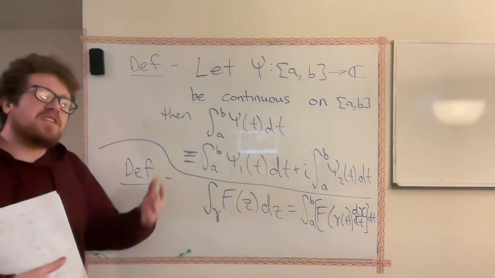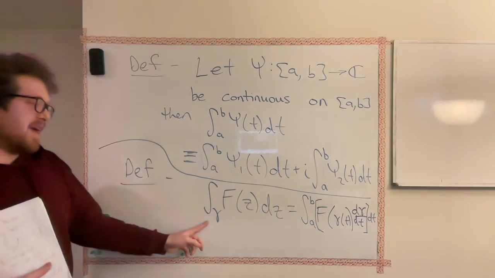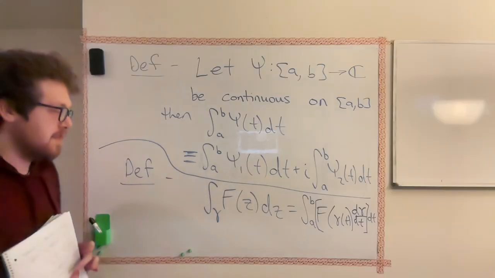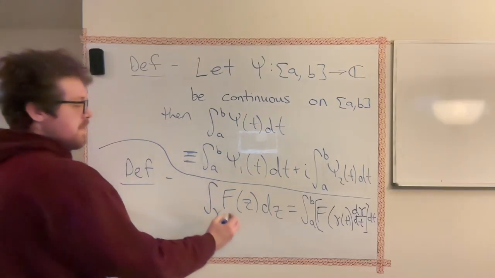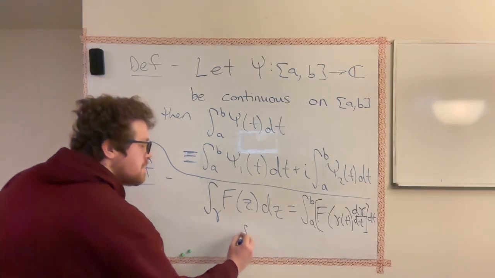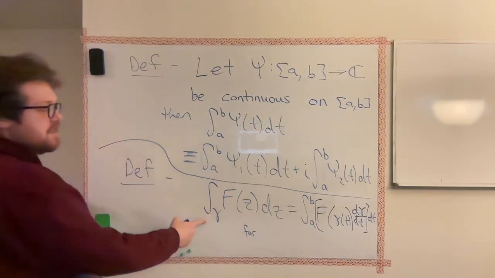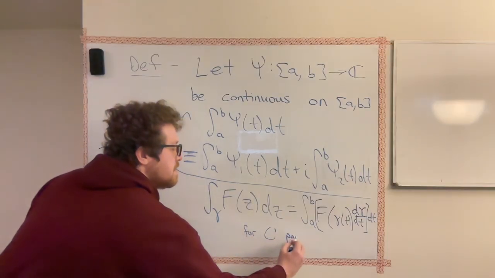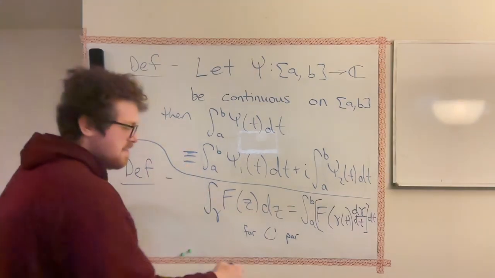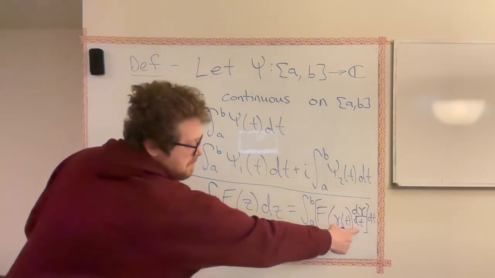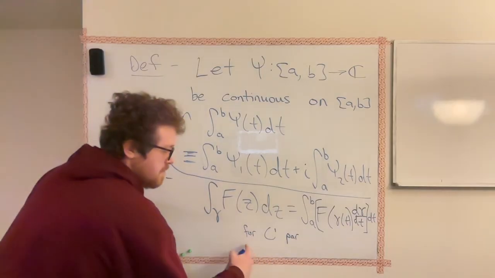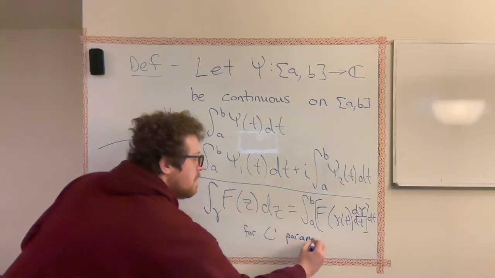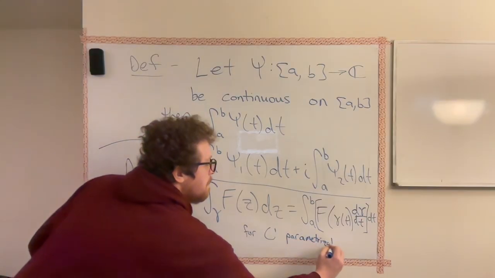Of course, you need to check some things, like whether this depends on how we parameterized gamma. Of course, it doesn't because of this chain rule stuff going on. So this is a definition for any parameterization of gamma. For any C1 parametrization, or maybe it could even be C0? Oh no, it has to be C1 because we're taking a derivative here. So for any C1 parametrization of gamma.